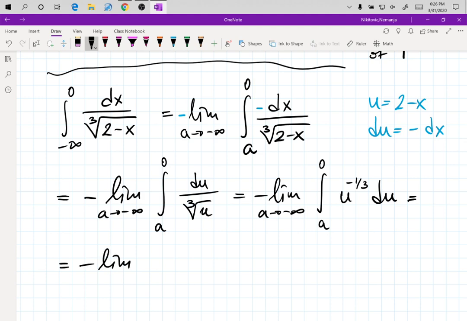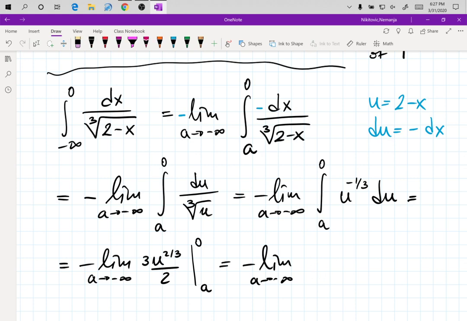Limit a goes to negative infinity. Now we are integrating, so for u we do plus 1, right? So that's u to the 2/3 divided by 2/3, from a to 0, and then limit a goes to negative infinity. That's 2/3, no, 3/2, sorry, 3/2.